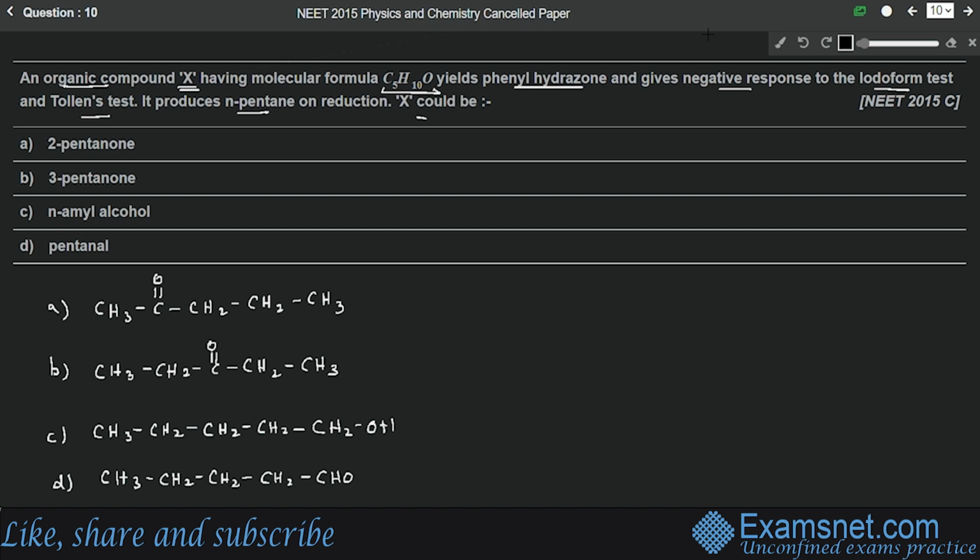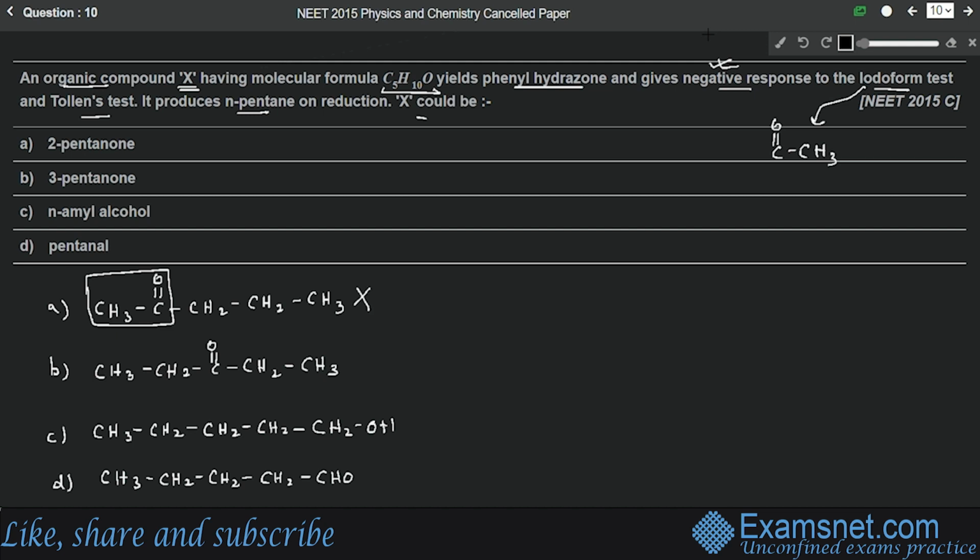It is given that this organic compound gives a negative response to the iodoform test and Tollens test. The iodoform test is given by methyl ketones, CH3 C double bond O. So a negative iodoform test means the compound should not be a methyl ketone. If you look at the first option, this is a methyl ketone, right? This part is CH3 C double bond O.